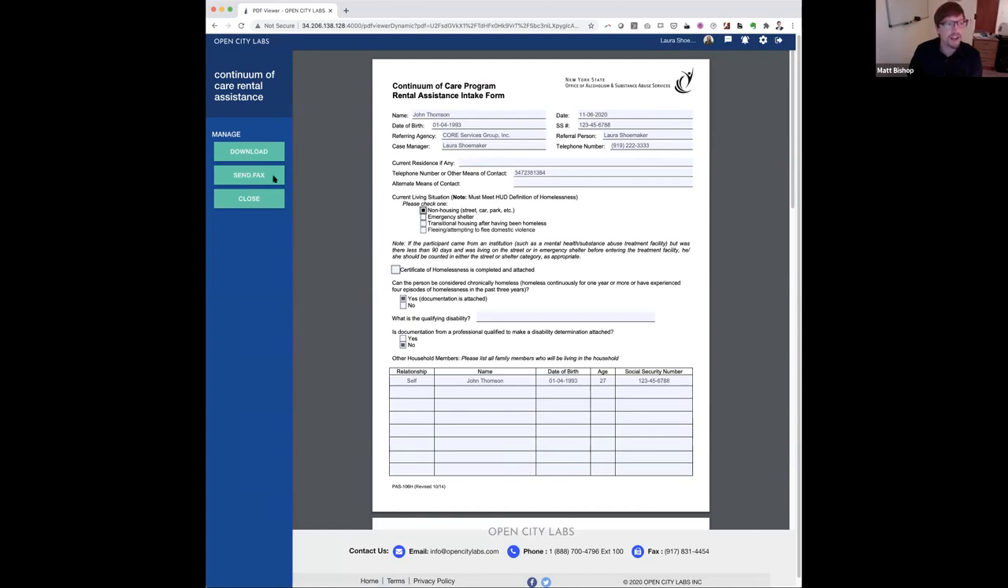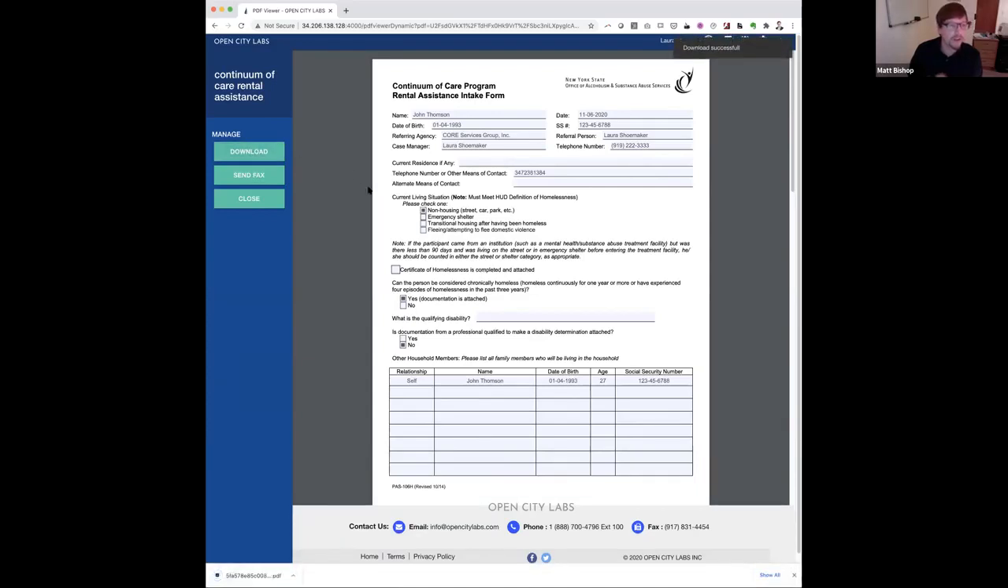Here we can essentially auto fax it directly from the screen. We can download the form if it needs to be locked in, and we've essentially autofilled that PDF. So that's the demo we have for today, and I look forward to showing more next month.